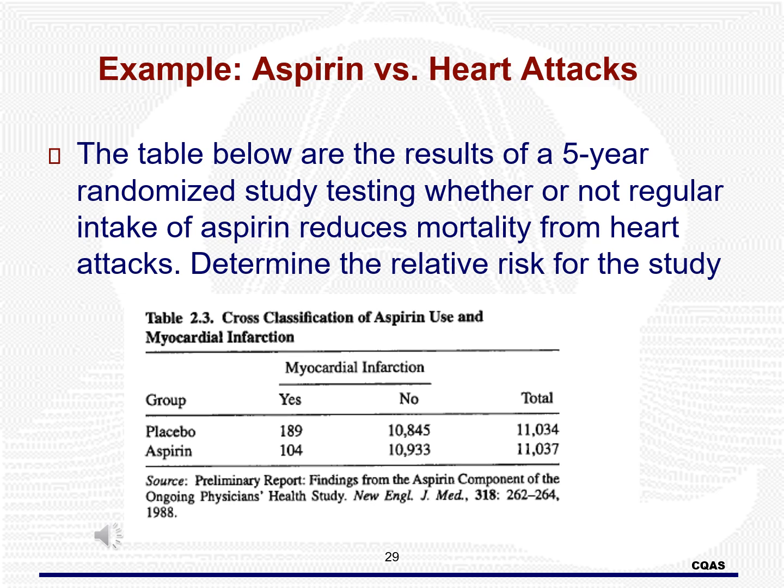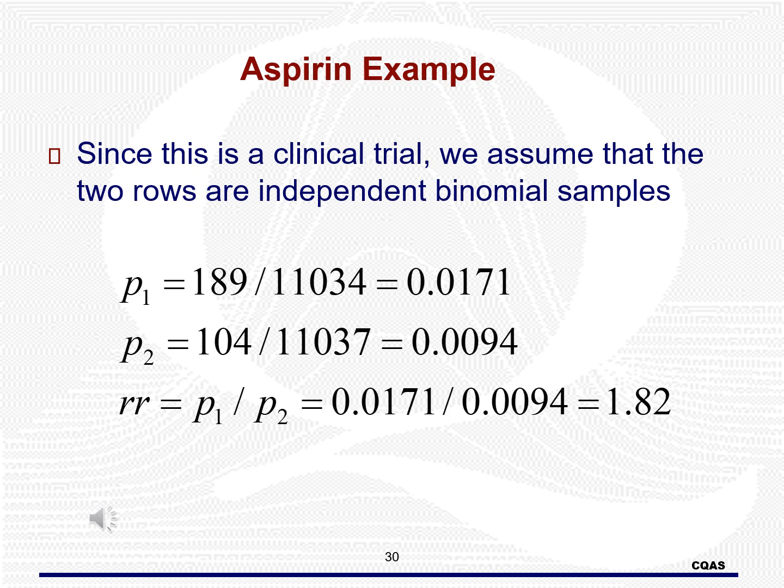Let's determine the relative risk from the study. Since this is an experiment, we will assume that each row is an independent binomial sample. Also, let's assume that a success would be that a heart attack occurred. The estimated relative risk in this case would be 1.82.